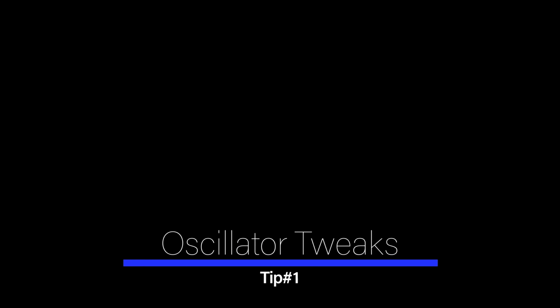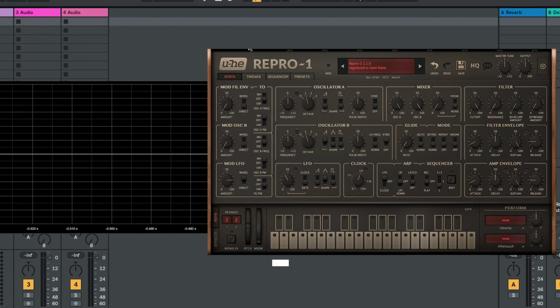REPRO-1 is not an overly complex synthesizer, the architecture is quite simple, but as is typical for UHE, they've included some extra stuff under the hood. In this case, we have different oscillator modes, which come from different circuitry that they were analyzing when they created REPRO-1. So before we go to the tweaks section, let's just take a look at what we actually have on the front panel.